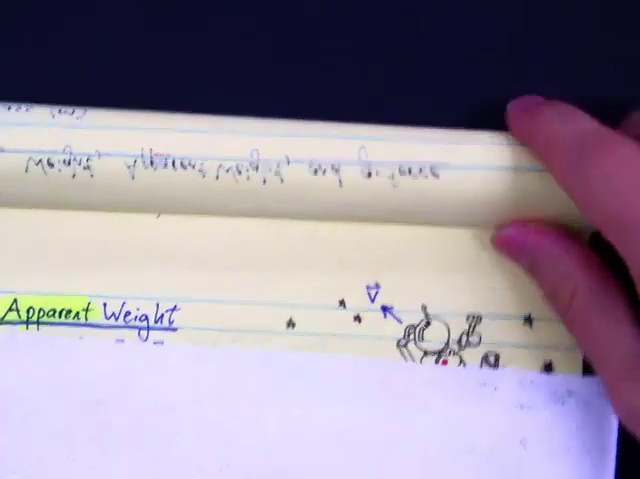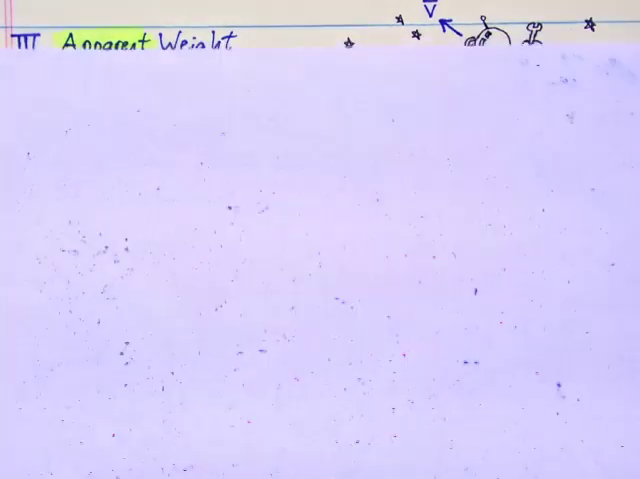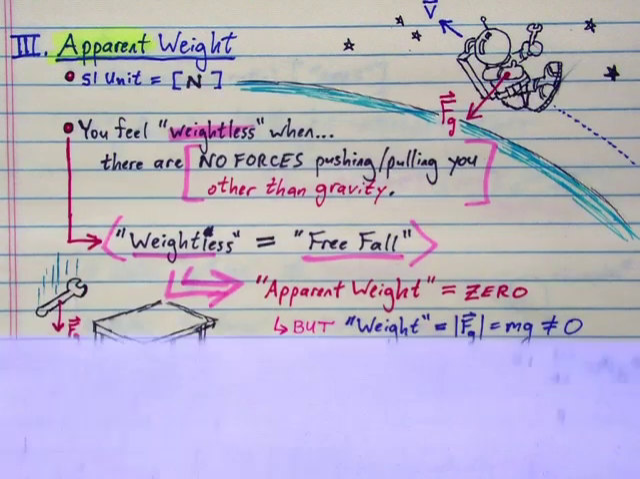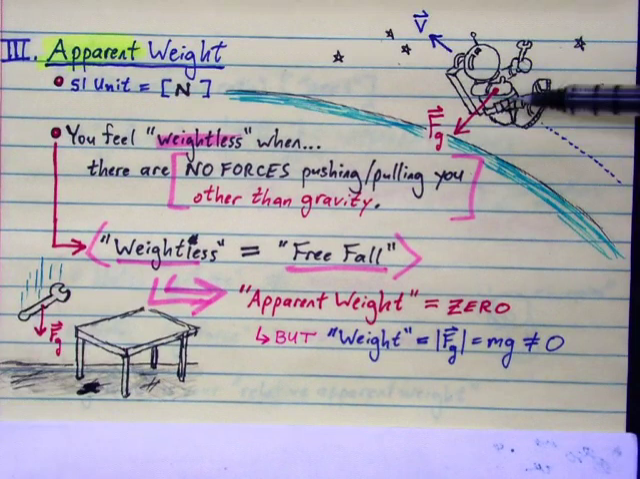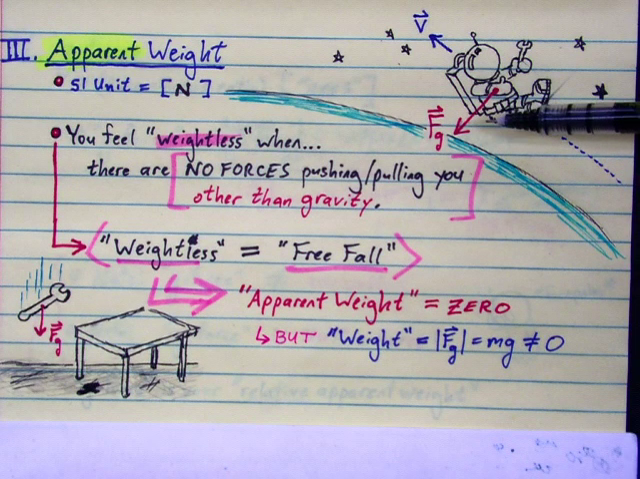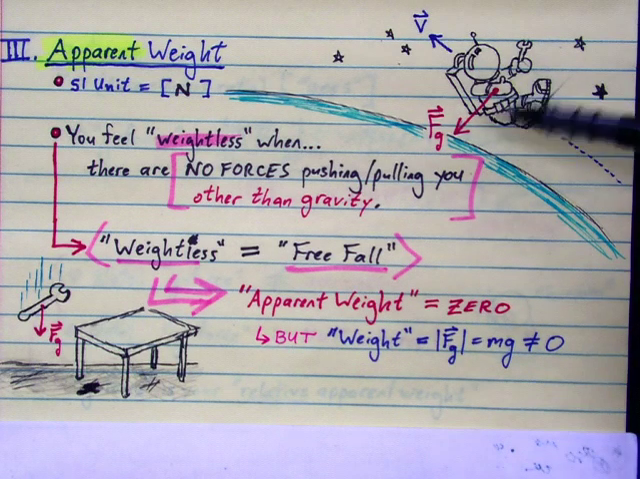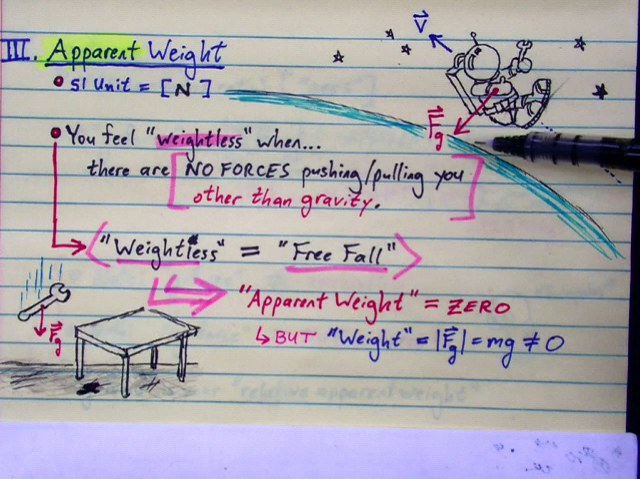That brings us to apparent weight, number 3. The thing is, you don't actually feel the force of gravity pulling on you. Astronauts in orbit are described as being weightless, even though the force of gravity is pulling on them. And so, by definition, their weight, the force of gravity pulling on them, is not that much different than it is down on the surface. Nevertheless, we say that they are feeling weightless.